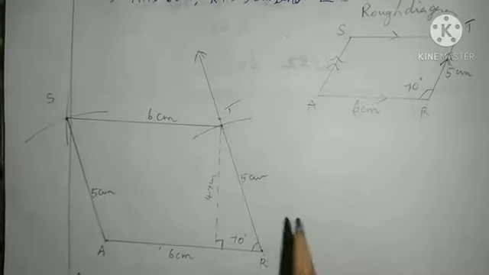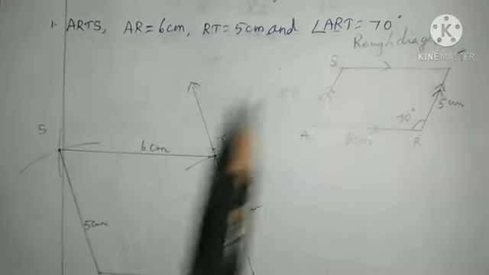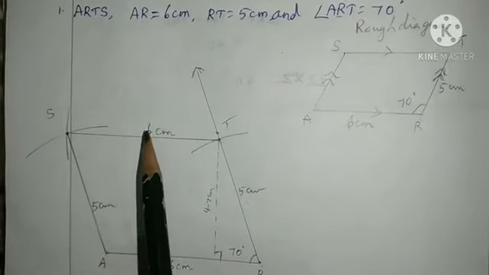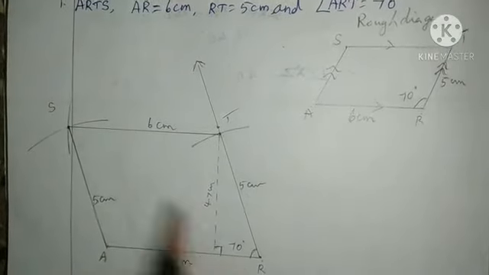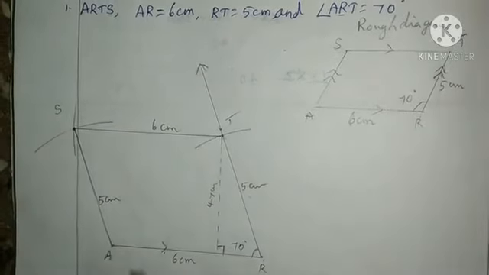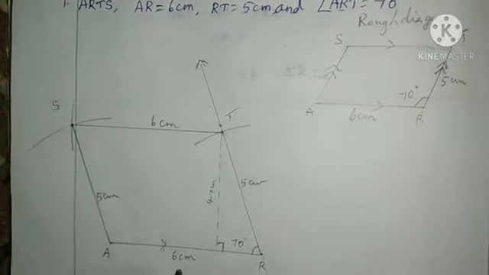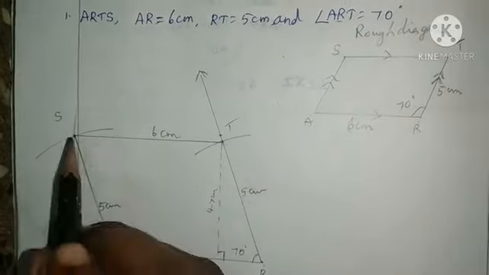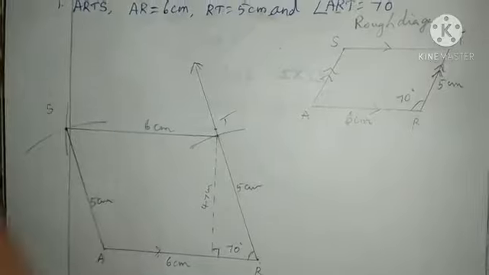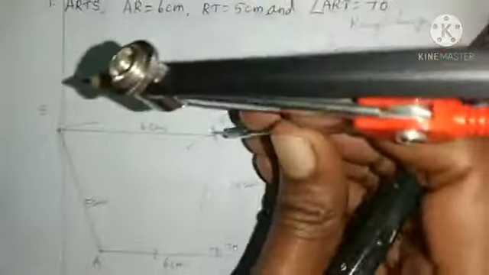The next, only we are having three measurements. But we know that in a parallelogram, opposite sides are equal. So, AR is equal to TS. These two sides are equal. So, AR is 6 cm means then the distance from T to S is also 6 cm. So, you have to take 6 cm in your compass and from T you have to cut an arc.